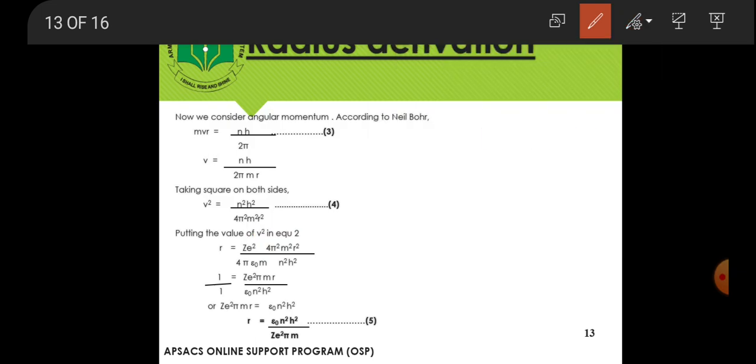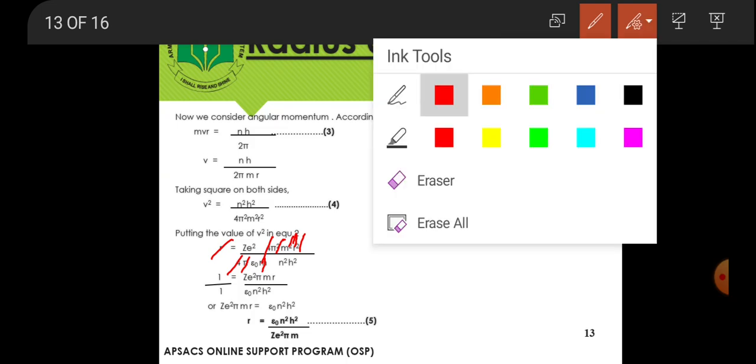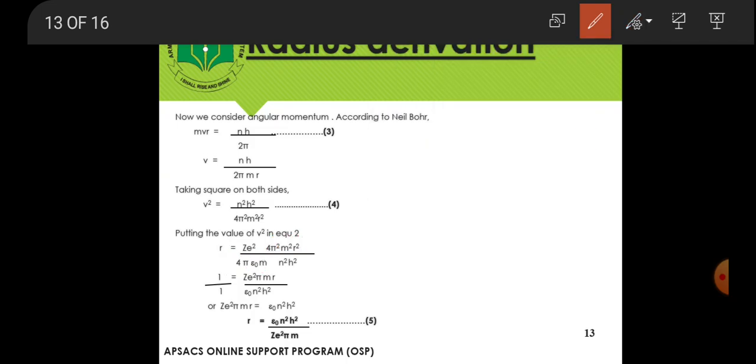We will cancel the same factors, that is, 4 and 4 will be cancelled. 1 pi and 1 pi will be cancelled. 1 m and 1 m will be cancelled. And 1 r and 1 r will be cancelled from here. So we will get the equation 1 over 1, nothing is over here, so we have written 1 over 1, is equal to Ze square pi m r over epsilon naught n square h square.